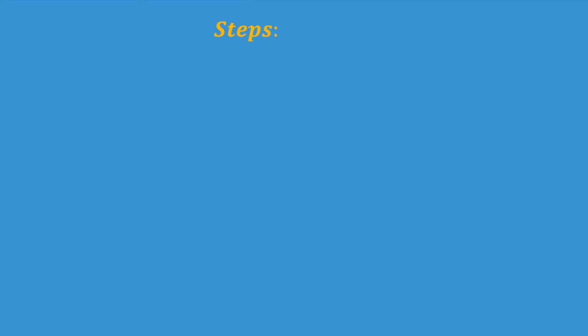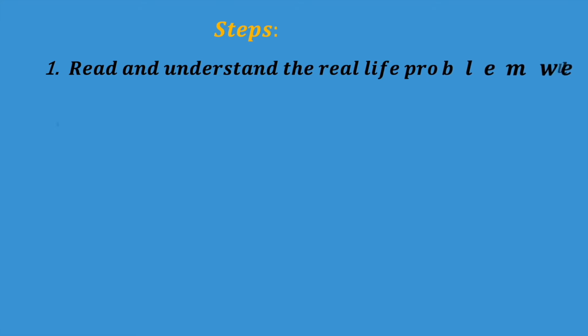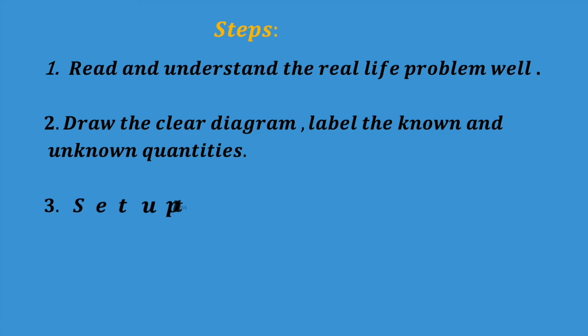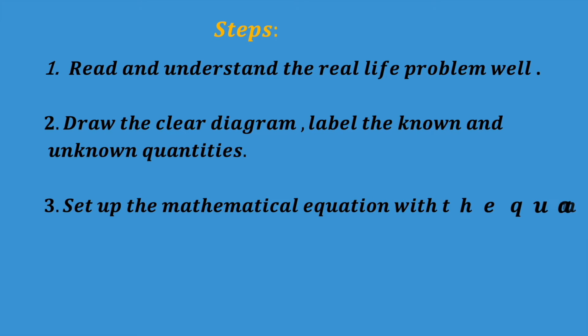Now, we should keep some steps in mind in order to address optimization problems effectively. There are a few steps. Step number one, read the problem and understand it well. Number two, draw a clear diagram, and label the known and unknown quantities. Step number three, set up the mathematical equation with the quantity to be optimized as the subject.